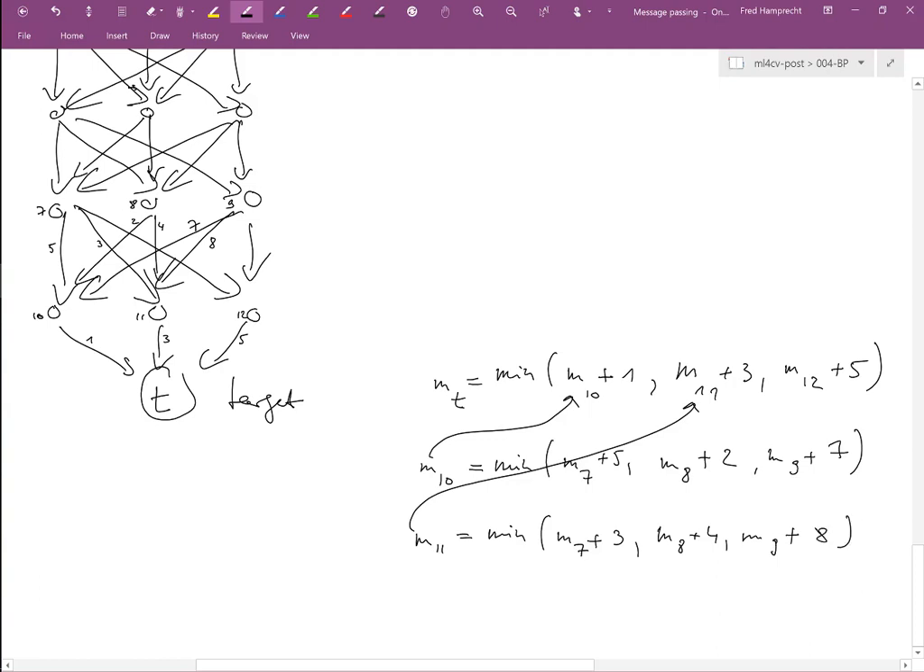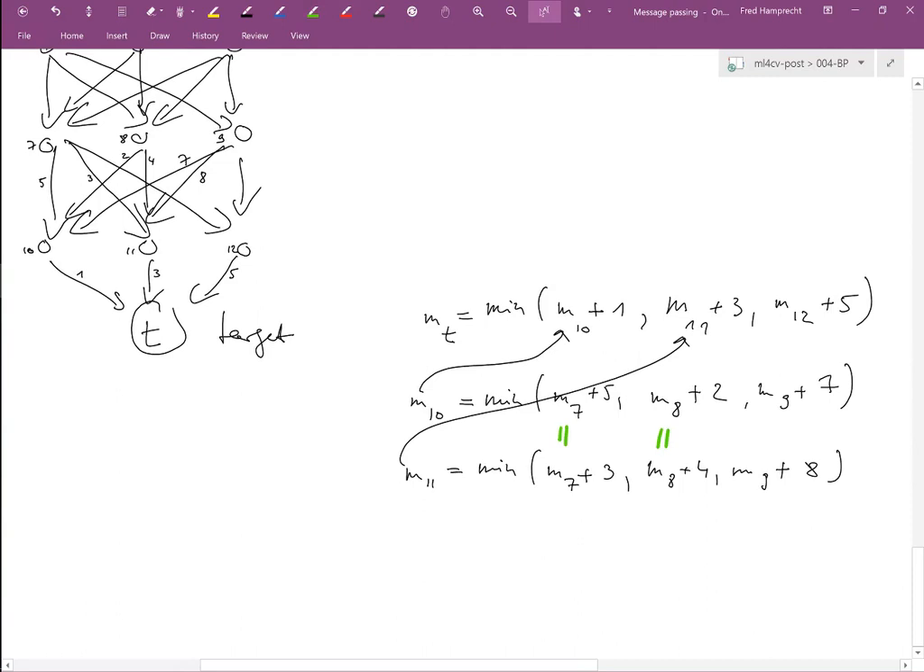Okay. And now we see something here, namely, here we call for M7, and there we also call for M7. And here we call for M8, and there we also call for M8. So we need to compute the cost M7 only once, but we can use it repeatedly. And the same for the cost of M8. And this is a property which is called, so these are overlapping subproblems.